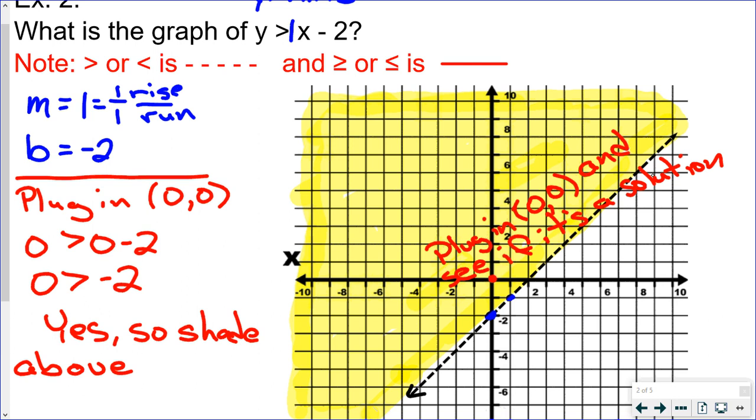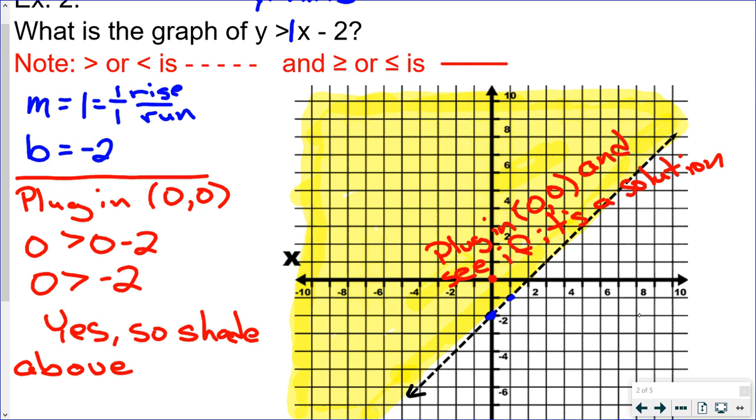And by the way, since this is a dashed line, if you pick a point that's on this line, it will not work. It will not be true. So look at this point right here that's on the line. So that's 3, 0. So x is 3, y is 0. So if I plug in 0 for y and 3 for x, I'd have 0 is greater than 3 minus 2. So 0 is greater than 1. That's not true. So any point on the line is not true since this is a dashed line.